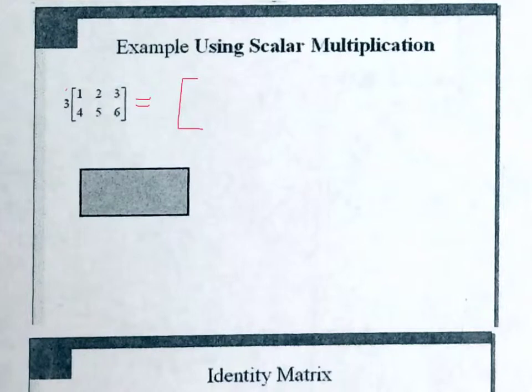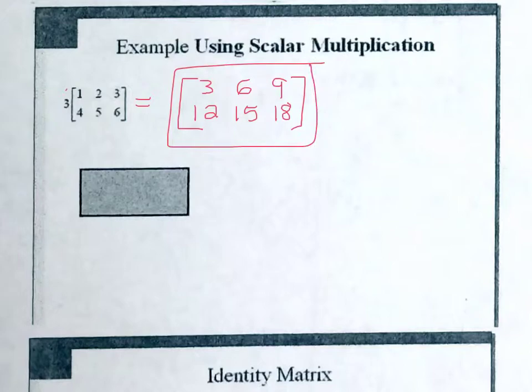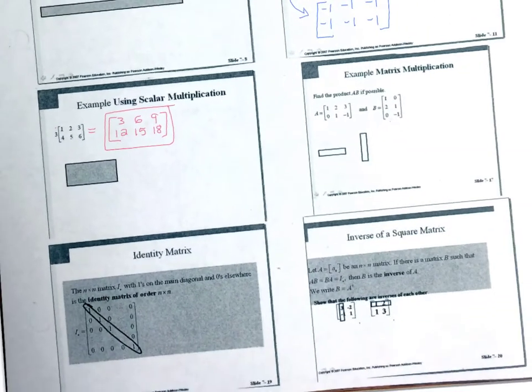So 3 times 1 is 3. 3 times 2 is 6. 3 times 3 is 9. You just distribute that scalar number with all the entries inside the matrix. And that's the answer. Kind of easy, right?